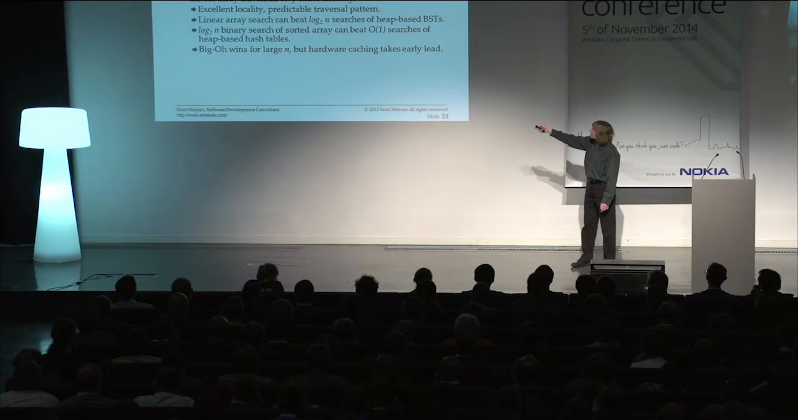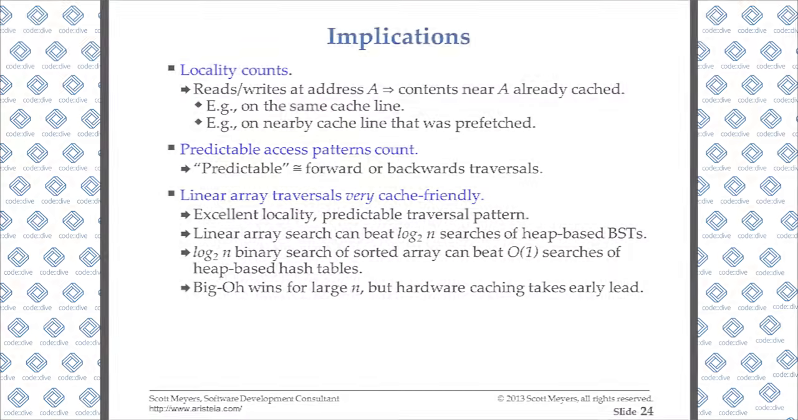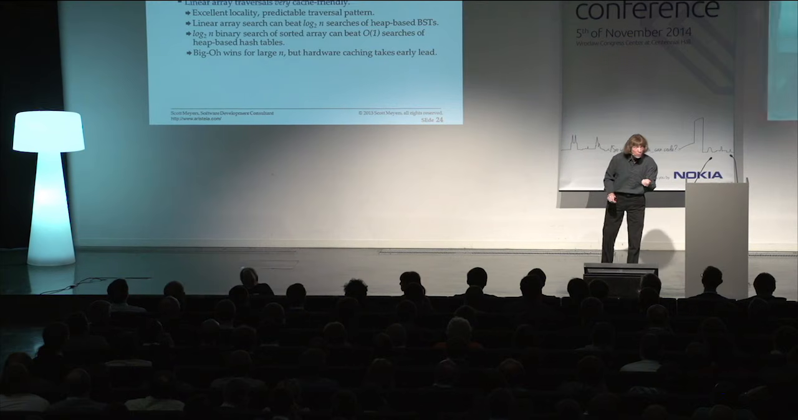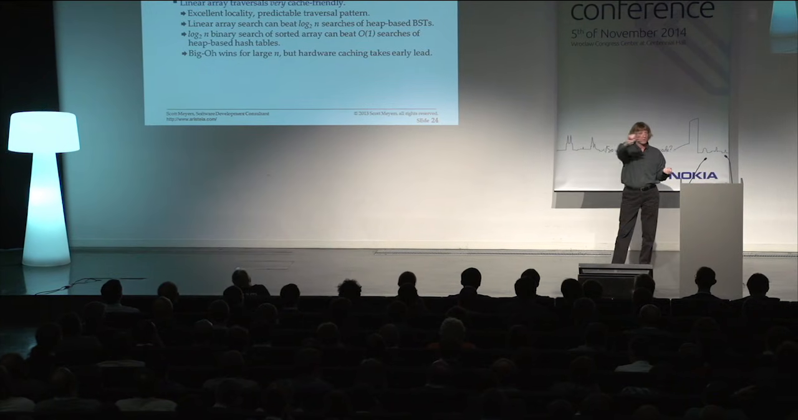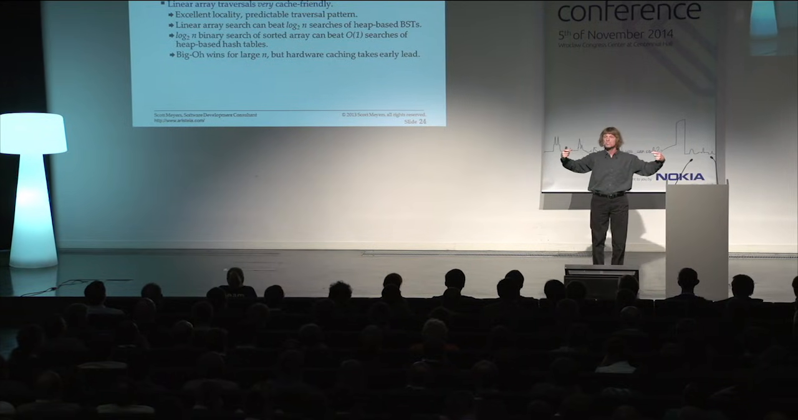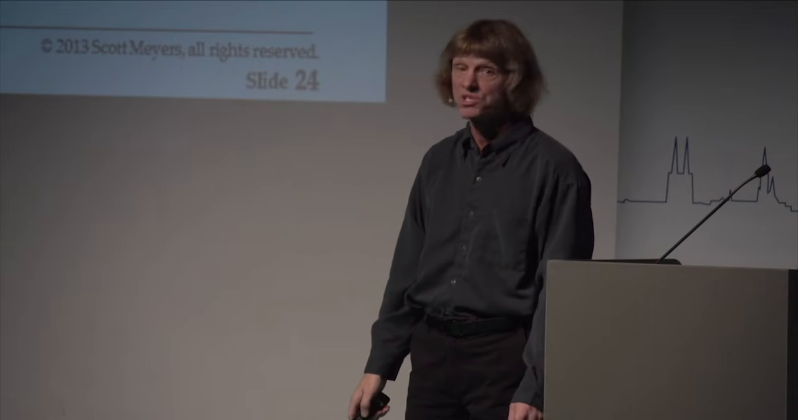So if I do a read or a write at some address A, that means that the contents near A are probably already cached, either because the address near A was on the same cache line as A, so when A got dragged in, the other address near A got dragged in as well, or we were in the middle of a forward traversal or a reverse traversal, and when we brought in the cache line for A, the hardware speculatively prefetched the cache line which had this other address that was near A. So now we know why small and fast go together when it comes to the hardware.